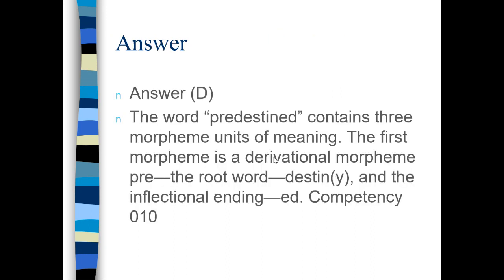And if you answered D, you are correct. Predestined contains 3 morphemes, and each of those means something. The first morpheme is the derivational morpheme pre, which means before. The root word is destined, and then the inflectional ending making it past tense, or ed.